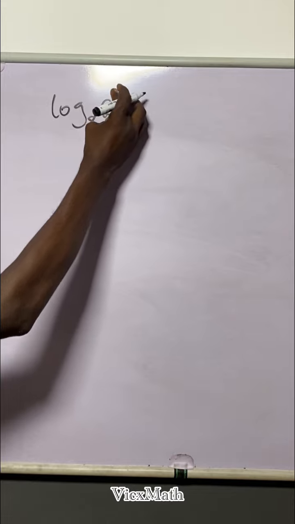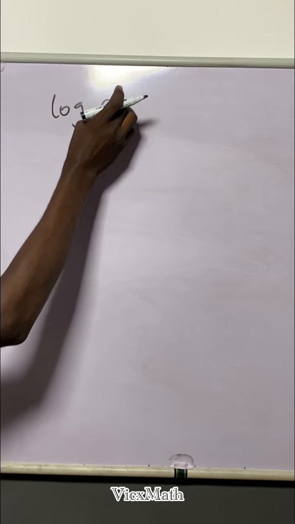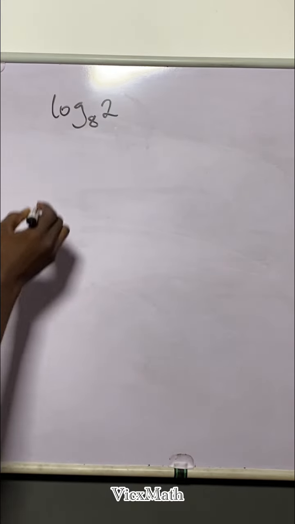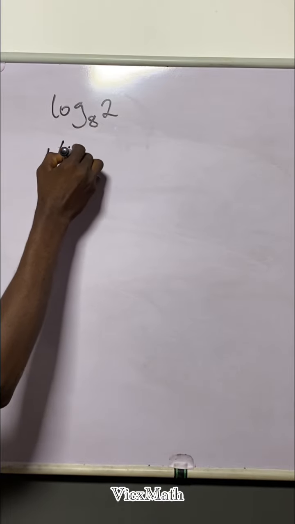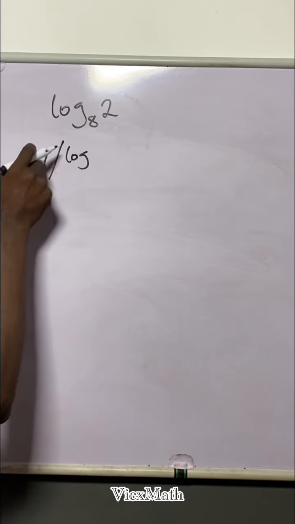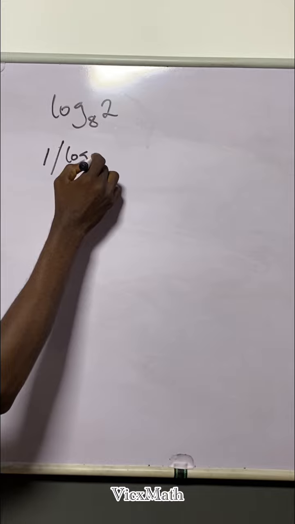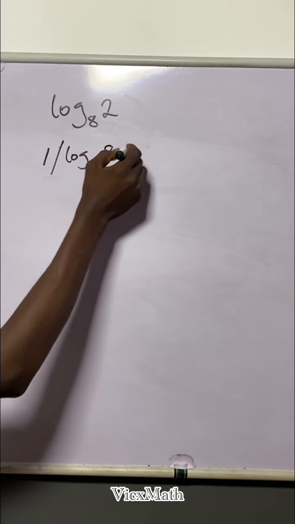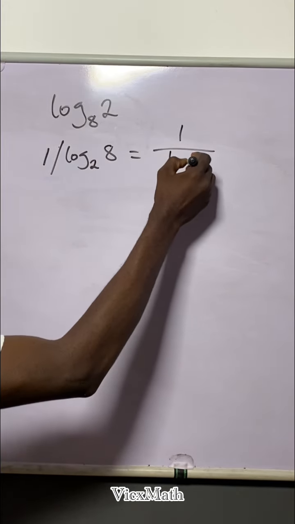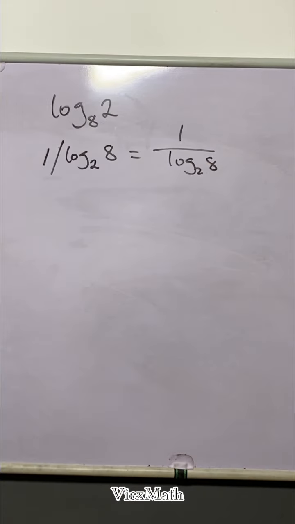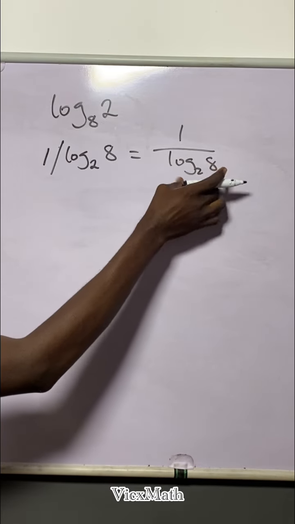What do you mean by reciprocal? Let the number become the base and let the base turn to the number. But this can only be done by saying 1 over log. Then, since you have said 1, that's the inverse. You can now bring 2 here and 8 here. It can equally be written as 1 all over log 2 of 8. At this point, it's very simple now. Let's bring this out and solve.